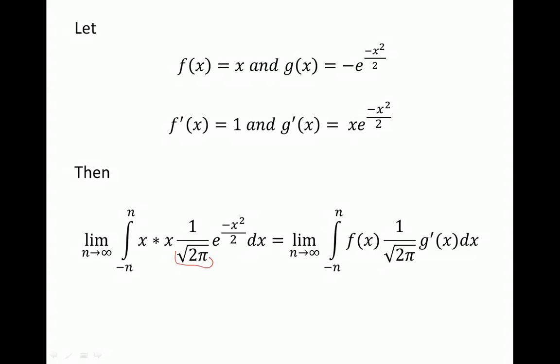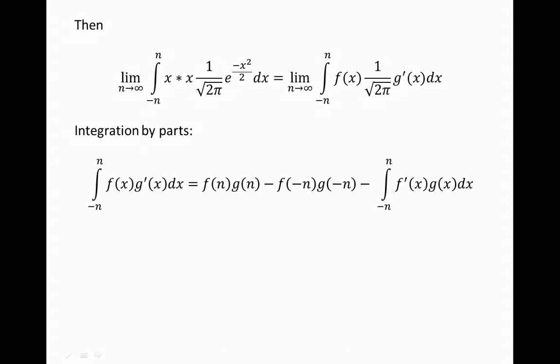And this part here is just a constant. We can actually even take it outside of the integral. So the trick here is that if we have an integral in the form of f of x times g prime of x, we can express it as f of n times g of n minus f of minus n times g of minus n, and minus the integral from negative n to n. And now inside the integral we have f prime of x times g of x. So now we will write out our integral as this longer expression here.